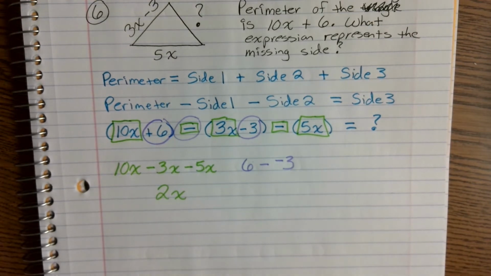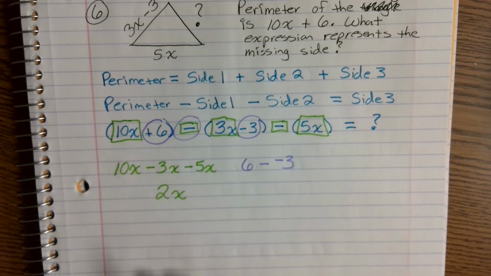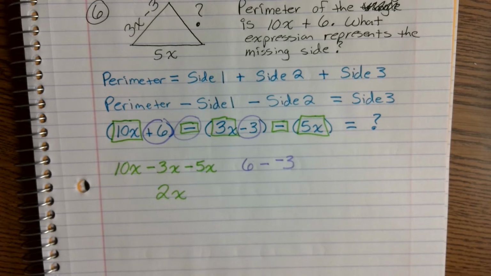Why did I put this negative here? I just do it a little bit higher so you can see that it's not a subtraction sign. But it's going to be what, Chris? 9.